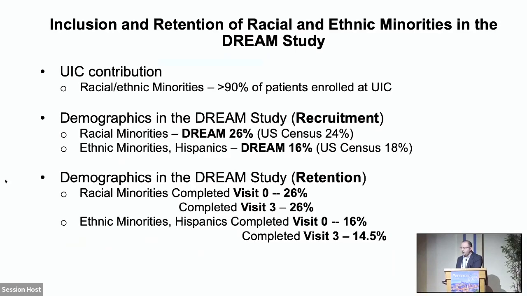And so how have we done? We have done quite well compared to other studies in the past. At UIC, we continue to do very well, and more than 90% of our patients enrolled in the DREAM study are from minorities, Hispanics or African Americans. And if you look at the entire data set for the consortium, you can see that we have really good representation of racial minorities, 26%, and ethnic minorities, 16%. That really mimics the entire US population.